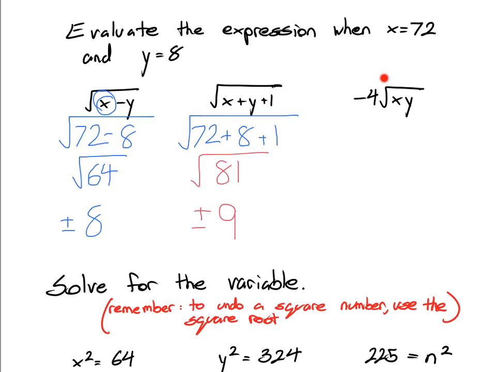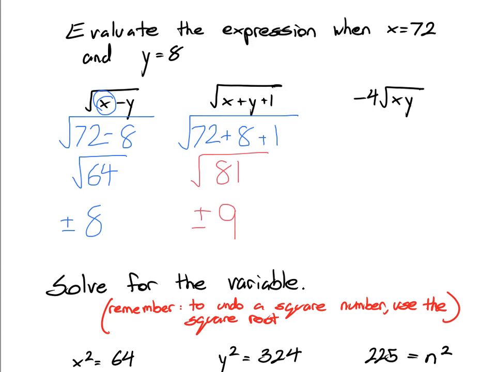Careful. This negative 4, right outside the square root sign, it means, what do you think? Addition, subtraction, multiplication, or division? If you said multiplication, you were right. It's negative 4 multiplied by the square root of x times y. We know xy is x times y. So therefore, what we need to do is first multiply the x and the y. Then we need to take the square root of that. Then we need to multiply that by negative 4.